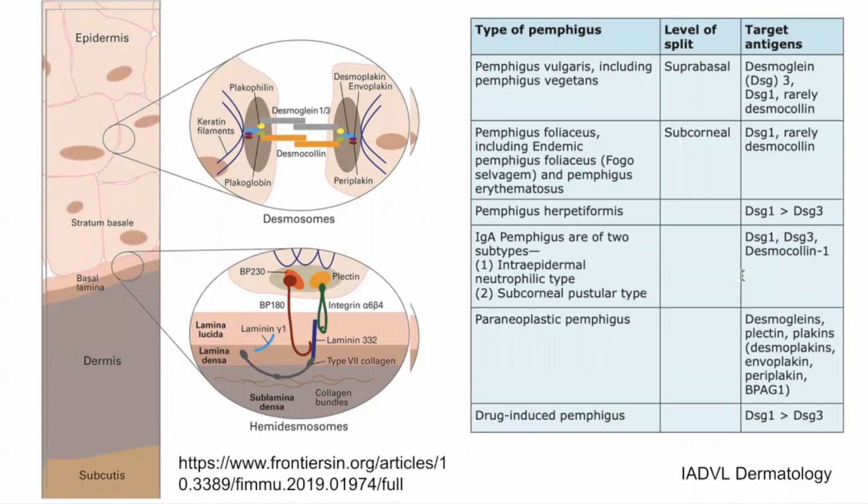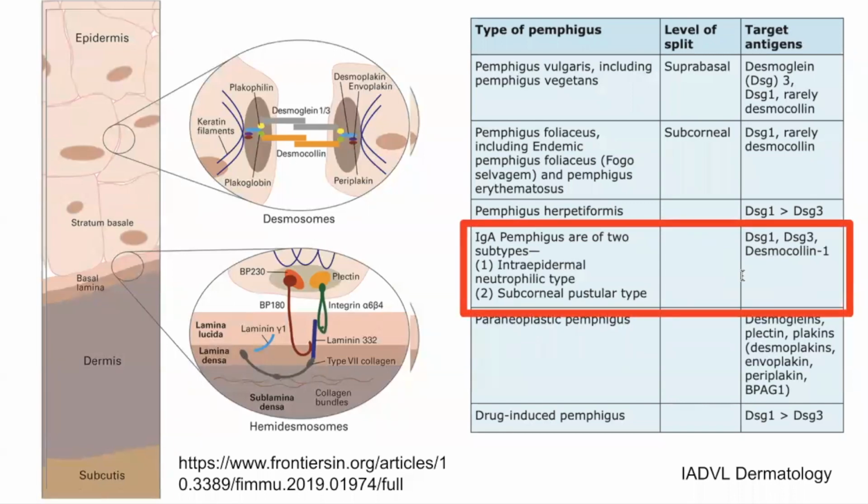And in the upper part of the skin, in the epidermis, you can see here some important proteins such as desmoglein 1, desmoglein 3, desmocollin, as well as plakophilin, plakoglobin, envoplakin, periplakin, desmoplakin, as well as keratin filaments. Whereas the basement membrane zone and the hemidesmosomal zones are held together by a different set of antigens, including BP180, BP230, plectin, integrin, laminin, and collagen 7.